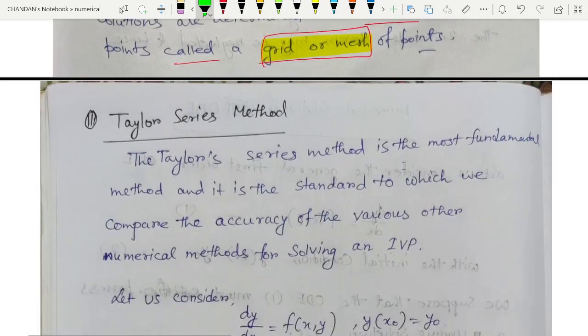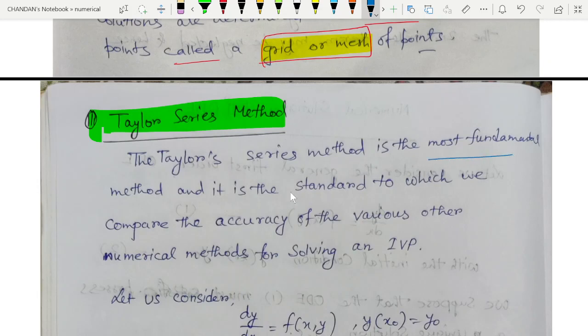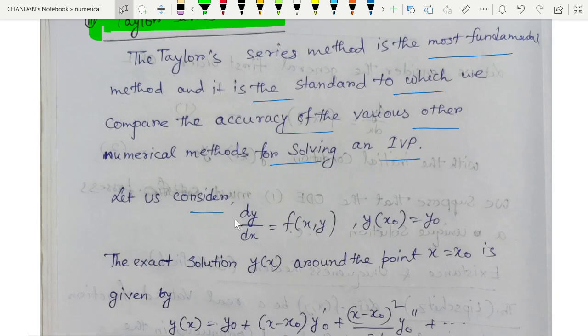Now the first method we have to read is the Taylor series method. The Taylor series method is the basic method for the numerical solution of ordinary differential equations. It is the most fundamental method, and it is the standard to which we compare the accuracy of the various other numerical methods for solving an IVP. So this is the base method, you can say, the Taylor series method. Let us consider dy/dx = f(x,y), y(x0) = y0.